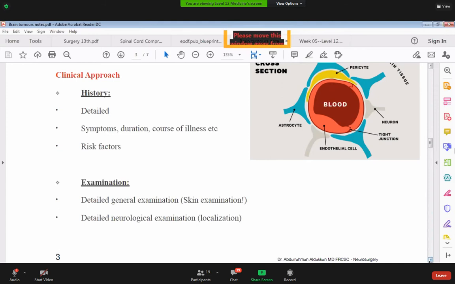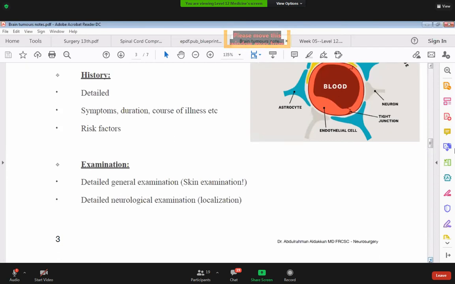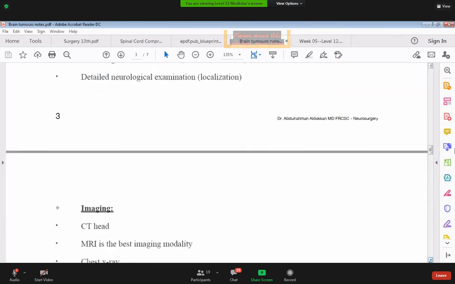Then a detailed examination is needed. This is not only the detailed general examination, but also the detailed neurological examination to localize the area of that space occupying lesion.